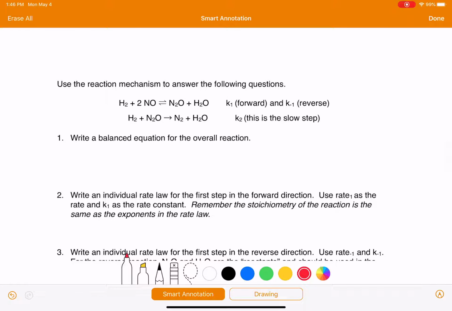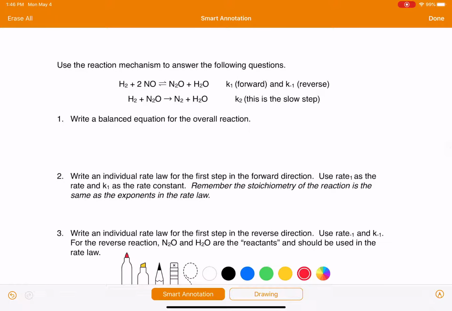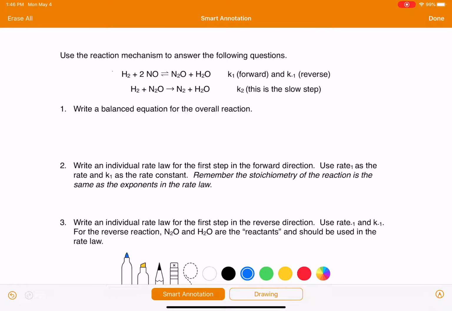So now we're moving on to a problem that is going to be harder. Same type of stuff, but it's just going to have a few extra steps in it. So here are the elementary steps for this reaction. We're going to call this one step 1. We're going to call this one step 2.